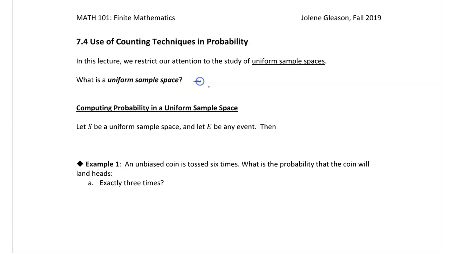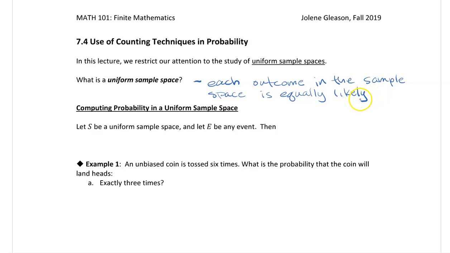So don't forget that a uniform sample space is one in which each outcome in the sample space is equally likely. All right. So, for example, our coin flip was a uniform sample space because heads and tails was our sample space, and each event was equally likely. Right? It's just as likely to get heads as it is tails.